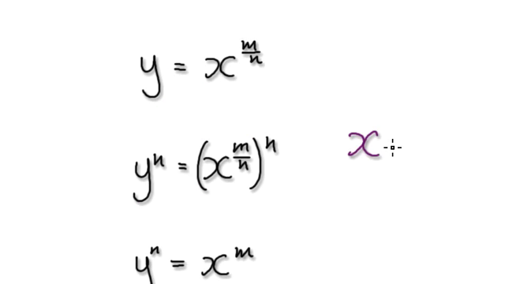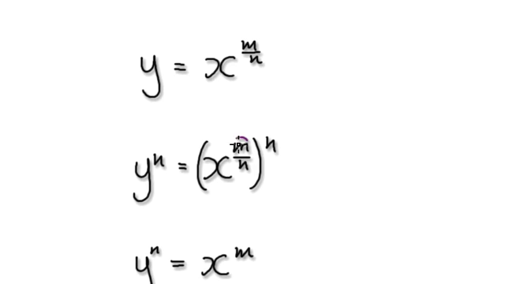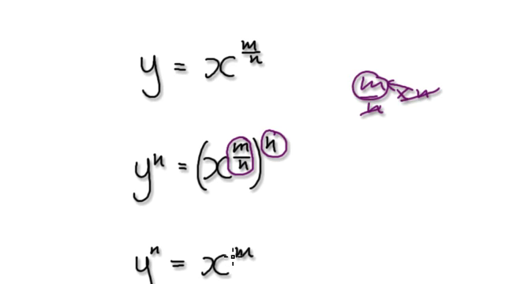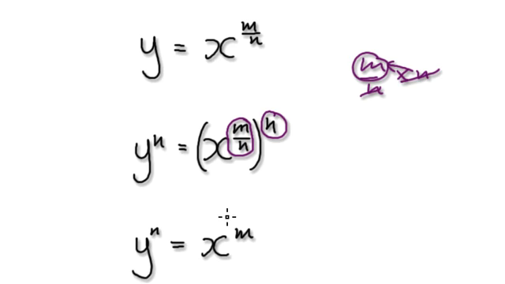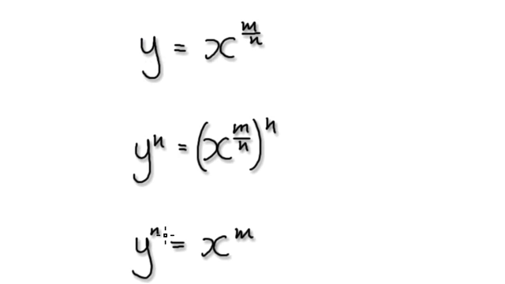Now remember from our indices, if you have this here, then this becomes x to the power of a times b. So now it's simply a matter of this times this. So really you've got m over n times n. This gets multiplied to the top, the two n's cancel out, leaving you with the m. We started out with this, powered it to the n on both sides, and that will give us this.